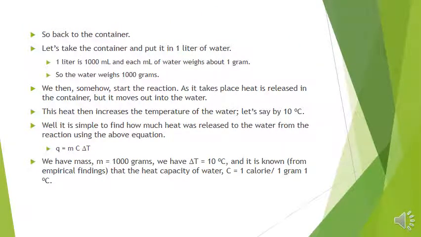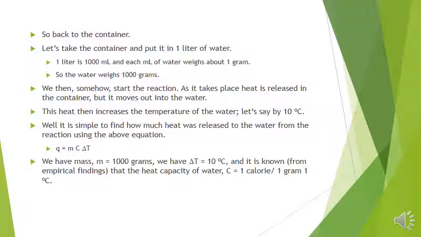Let's go back to the container. Let's take the container and put it in 1 liter of water. So you have this can that's all closed up and has propane and oxygen in it, and you drop it in a liter of water. A liter is 1,000 mLs, and it's known that each mL of water weighs about 1 gram. So 1,000 mLs has a mass of about 1,000 grams.